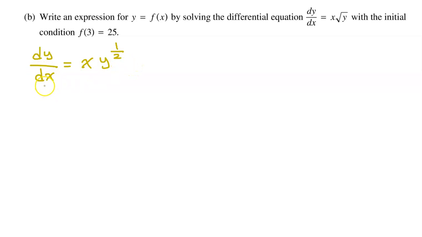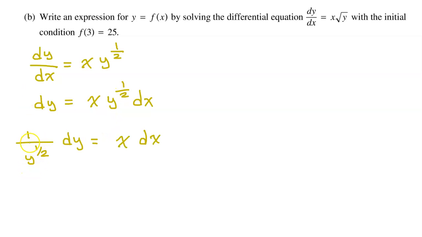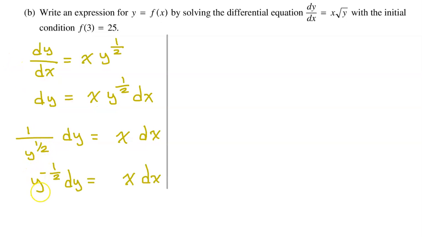To begin, let's move dx to the right-hand side by multiplying both sides by dx. Next, let's move y to the 1/2 power over to the left-hand side by dividing both sides by y to the 1/2 power. To make it easier to integrate, I will write this as y to the negative 1/2 power. Now that I have all of the y's on the left and the x's on the right, I can integrate both sides of the equation.